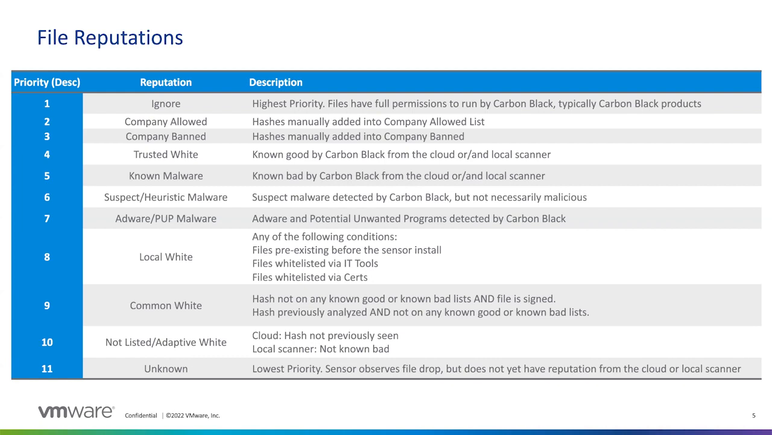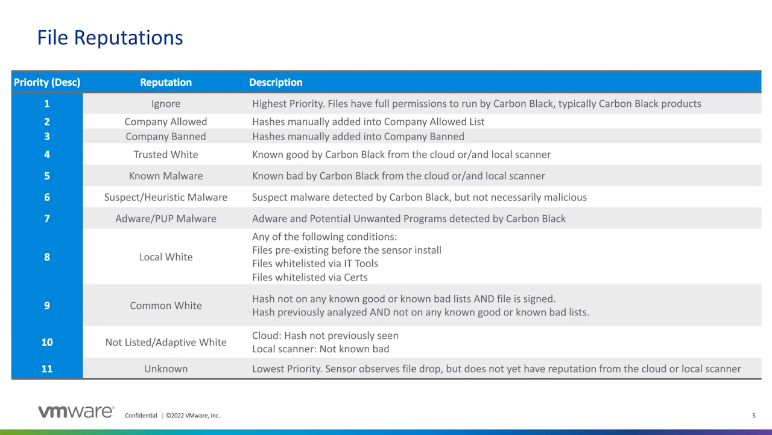The next highest reputation, which is where your hash approvals come in, is your company allowed list. Any hash manually added to the company allowed list will receive this reputation. And as you can see, as where it sits on the chart, it is rather high up. In fact, it is the highest reputation that you as a user of the product can provide to something. So that is something to keep in mind when you move into hash approvals.